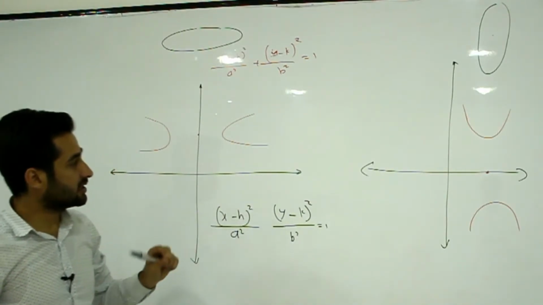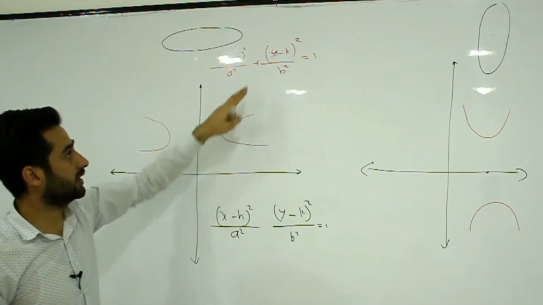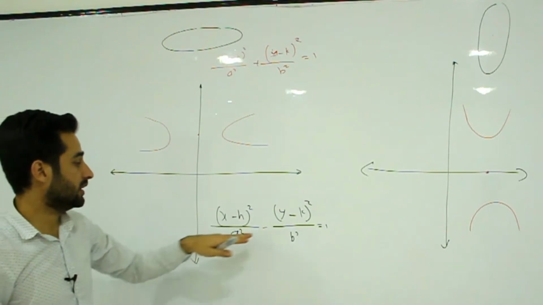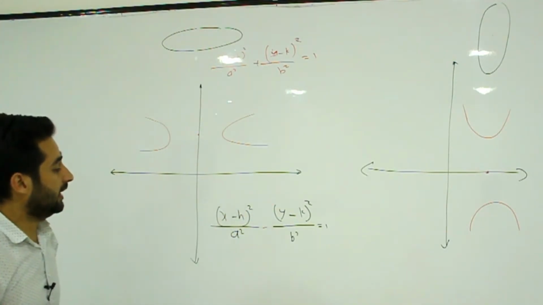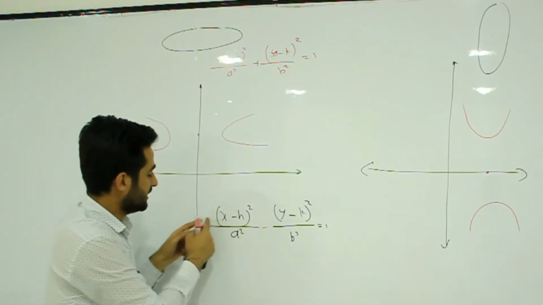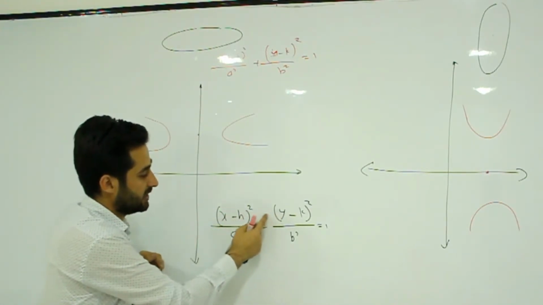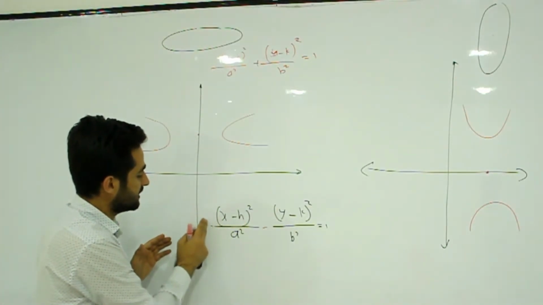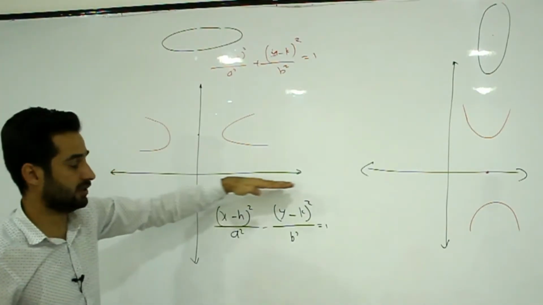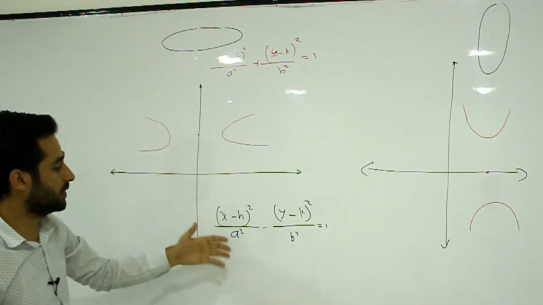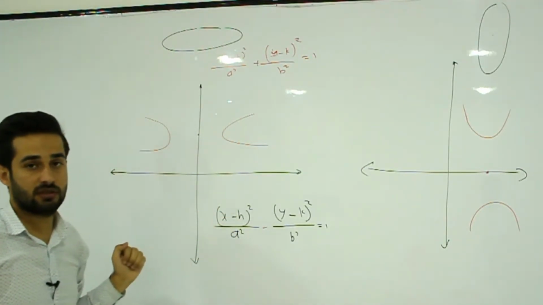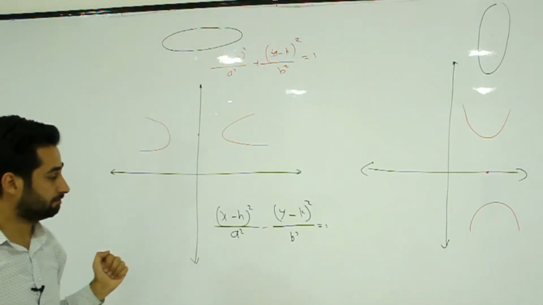There is a little change between this rule and this rule, only the sign. Here we have negative, okay? So here we have negative. And how can I know this is horizontal? Because x is in the positive part, but y is the negative part. So x is positive, so it is horizontal because x is the horizontal axis. By this idea, we can know that this is a horizontal hyperbola.